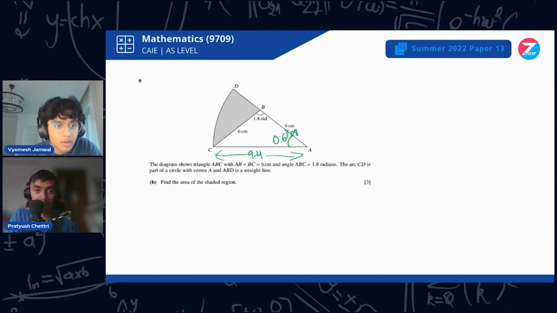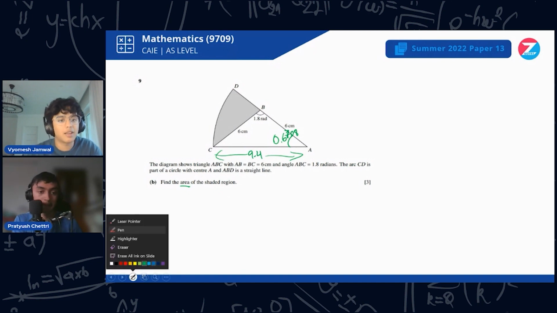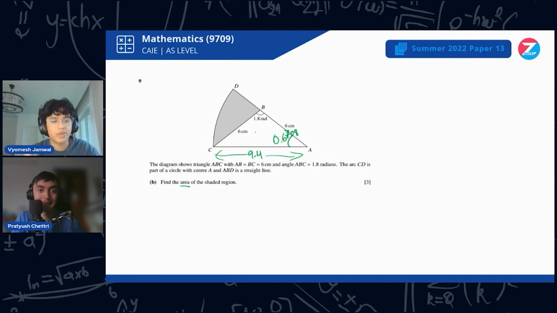Okay, so looking at the question, it shows that the diagram shows triangle ABC with AB and BC equal to 6. It's already whatever we were given before, right? Angle ABC is 1.8 radians as before. The arc CD is part of the circle with the center A, and ABD is a straight line. Find the area of the shaded region, right? So in this case, what I'm going to do immediately is think of it as a sector and subtract the area of the isosceles triangle in the middle of it to find the area of the shaded region, right?